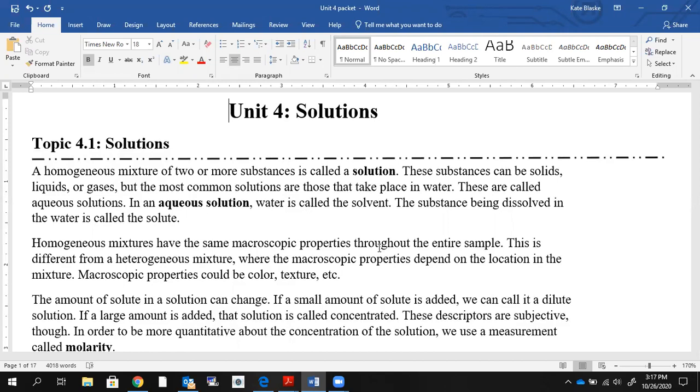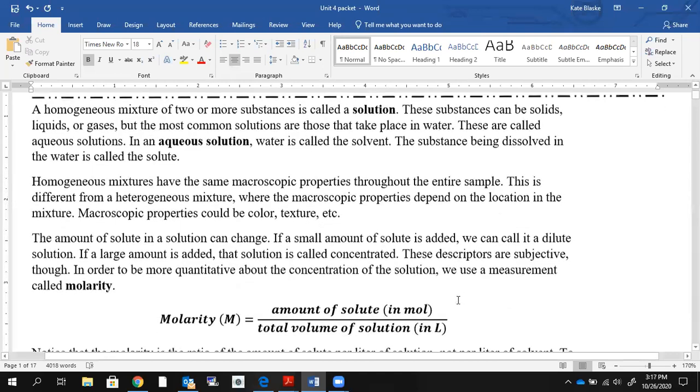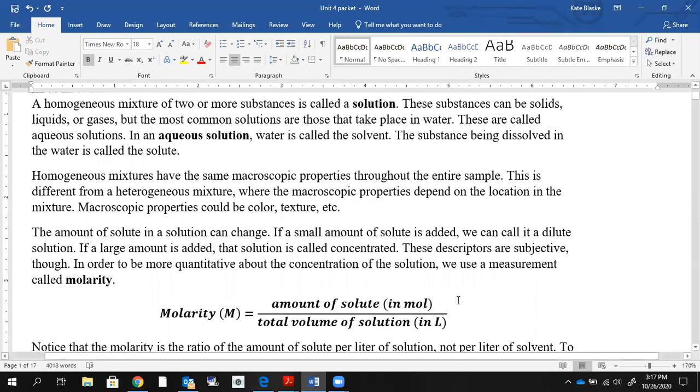We can, in general, refer to the concentration of a solution by calling it either dilute or concentrated. So if you think about using drink mix to make lemonade or Kool-Aid or something like that, if it is a dilute solution, it will not have very much color or flavor. If it is a concentrated solution, it will have much more color and flavor, perhaps too much.